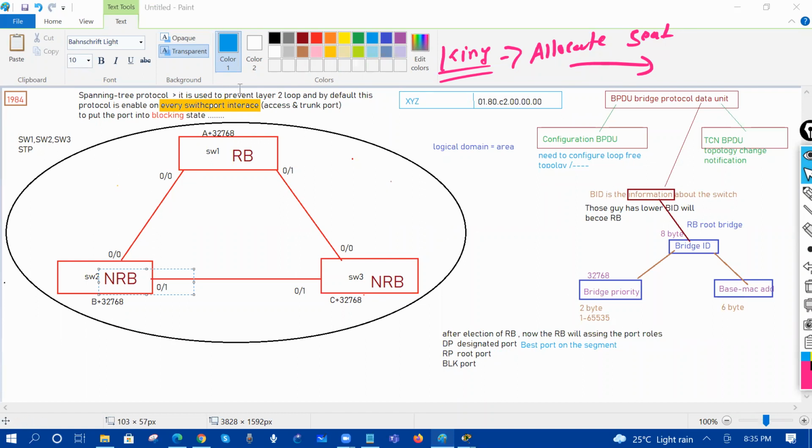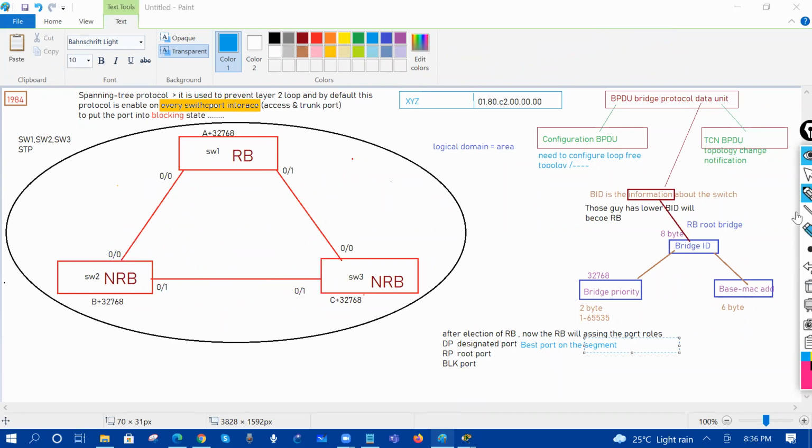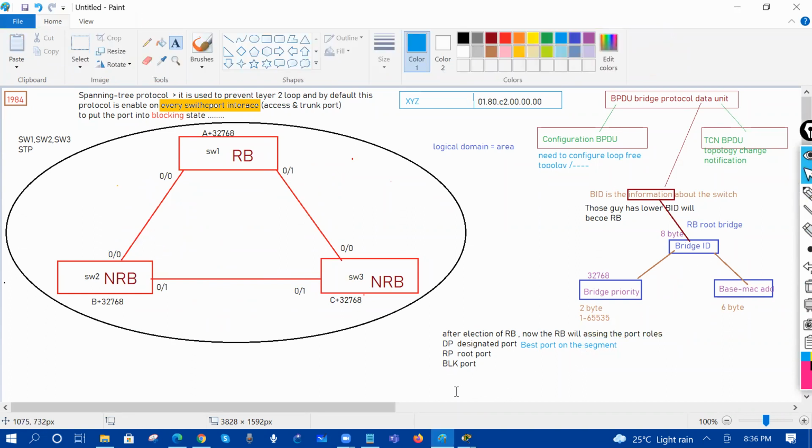What is the question now? What is the meaning of segment? A segment is like this one. This is one segment, this is another segment, and this is another segment. So we have three segments: 1, 2, 3. You can start from any one. So we have three segments, right? The best port on the segment is called the designated port.